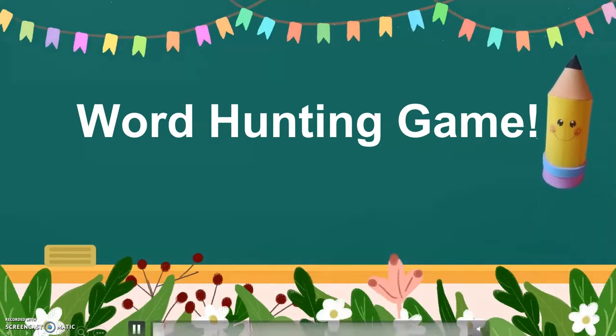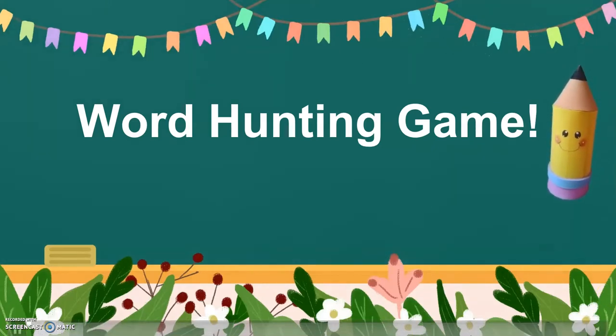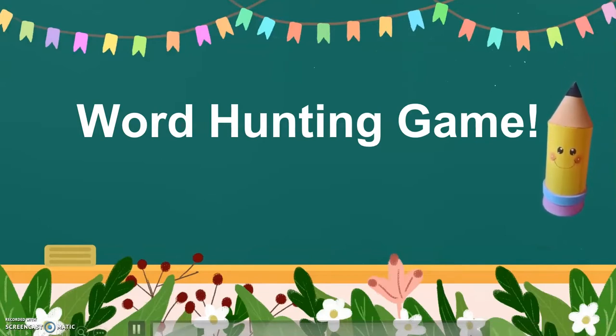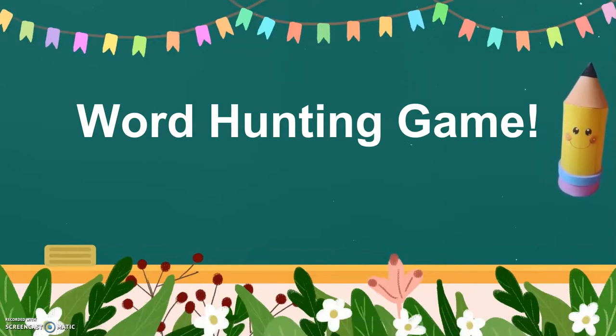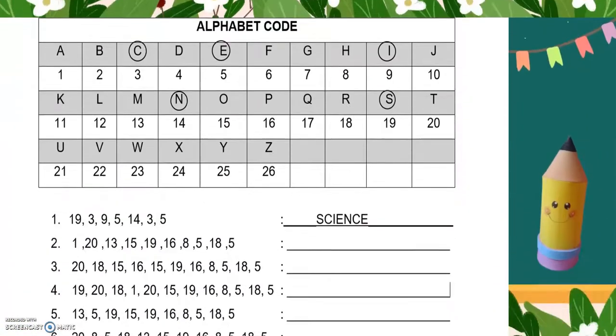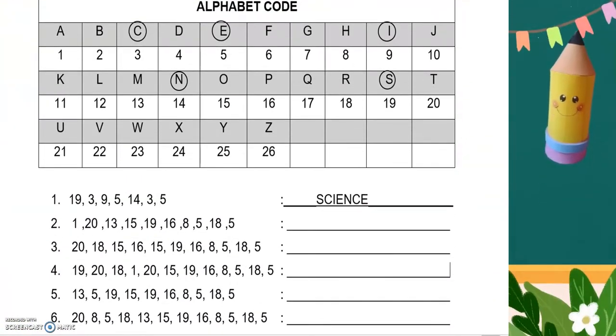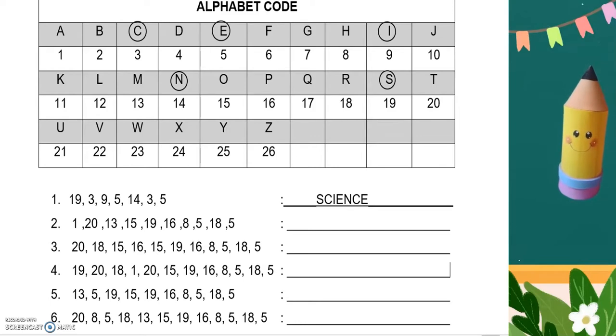So, ngayon, magkakaroon muna tayo ng word hunting game bago niyo malaman kung ano ang topic natin today. So, gagamitin ninyo itong alphabet code para mag-unlock sa mga words na from 2 to 6. So, number 1 is already given. Alright, so I give you 10 seconds.